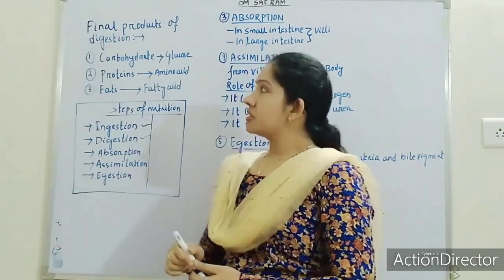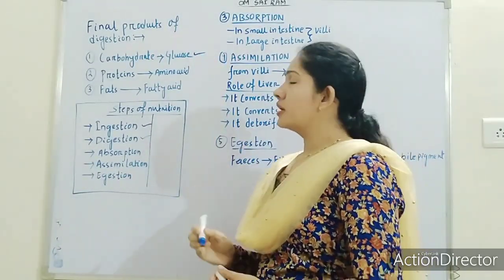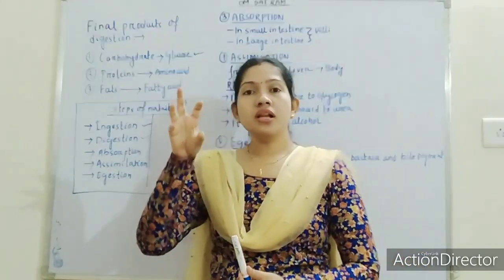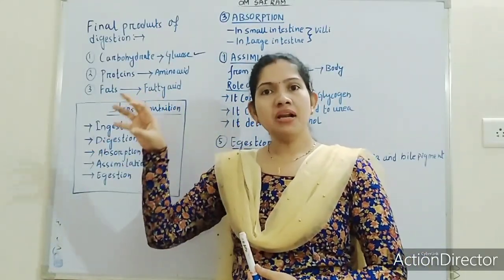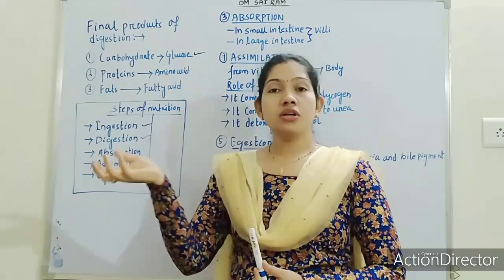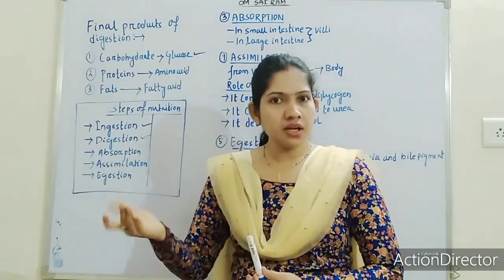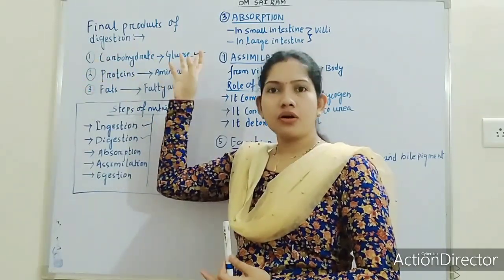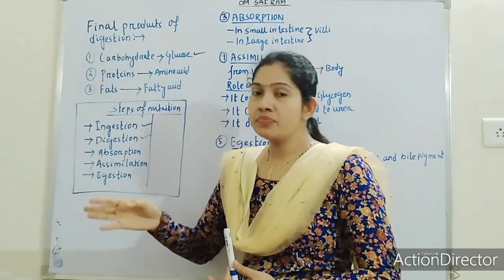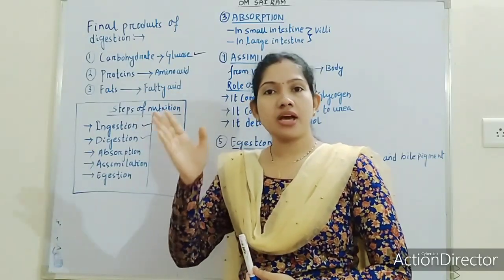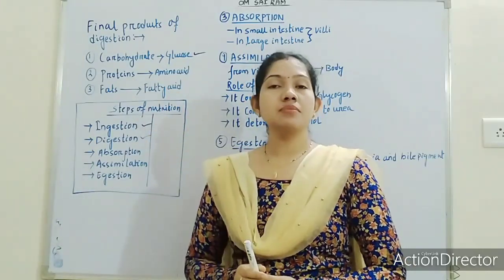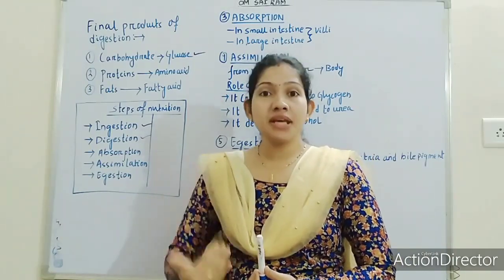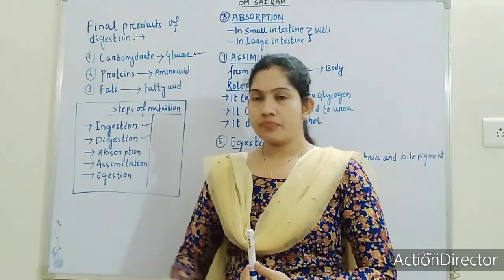Let us see first. The first product we got: carbohydrate to glucose. The complex form of carbohydrate will convert into simple glucose or sugar. Already we have discussed single sugar and double sugar. So carbohydrate converts into sugar or glucose by which kind of enzyme? By amylolytic enzyme. Remember, amylolytic enzymes are the enzymes which break carbohydrate to sugar.